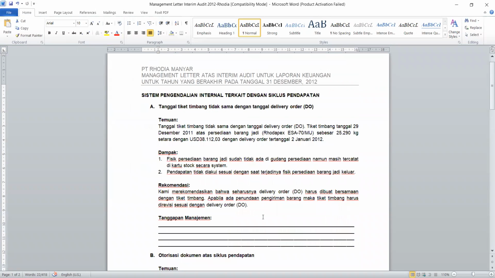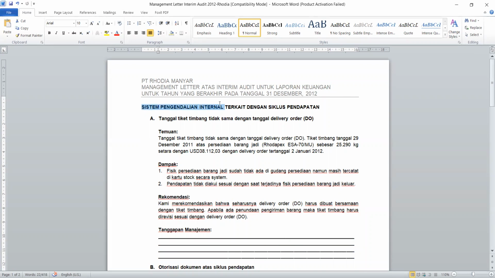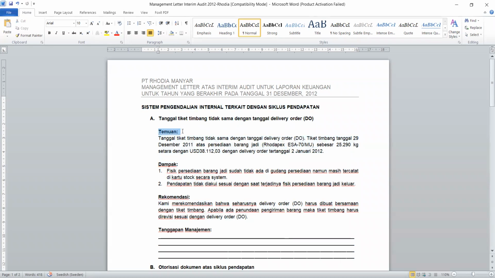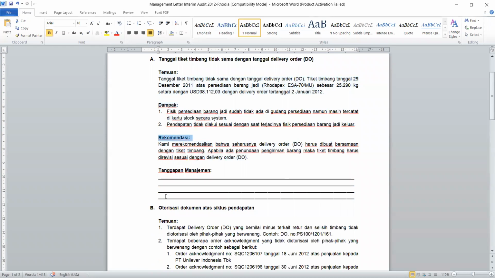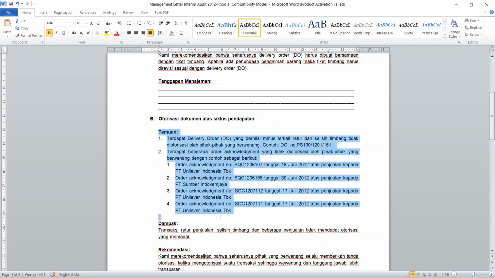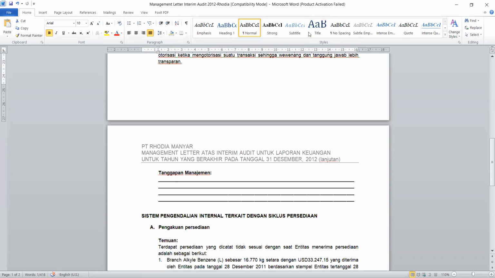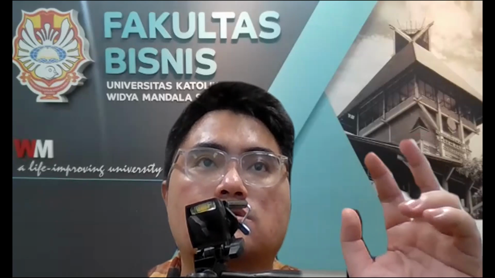for their governance, tata kelola, and especially internal control. For all kinds of system errors and poor corporate governance, the CPA firm will make a suggestion. As you can see in here, this is the finding, this is the effect, and this is the recommendation. So you need to differentiate.